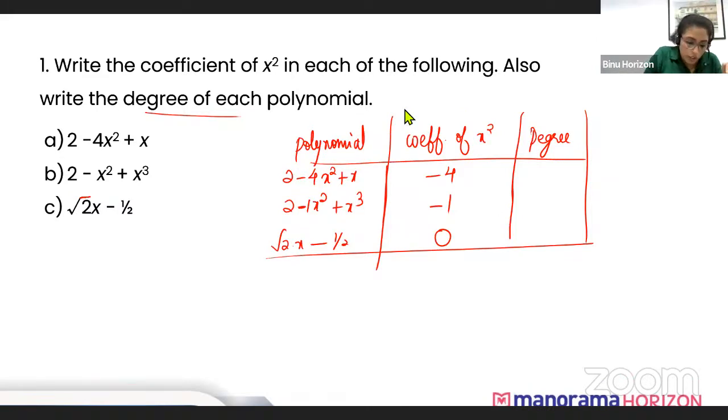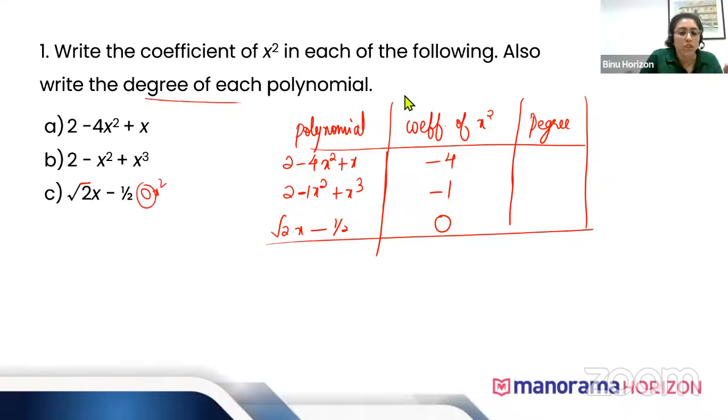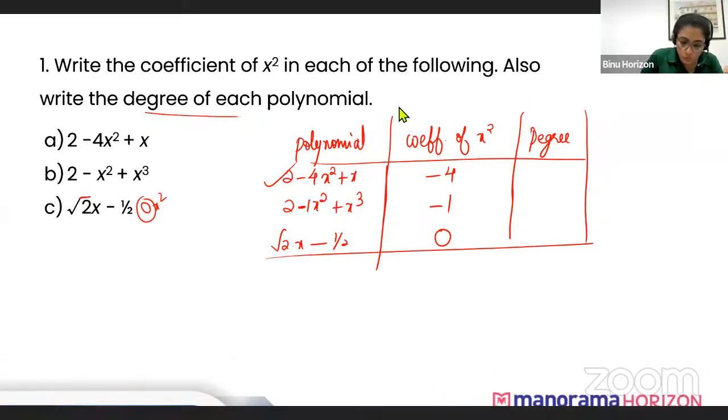Right? Because 0 into x square. So the coefficient is 0. Now, what about the degree? The first one, what is the degree? Let me see the answers. Yes, 2. Correct, Sriraj. 2.